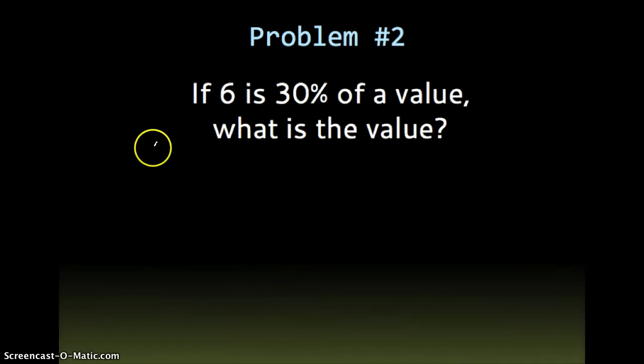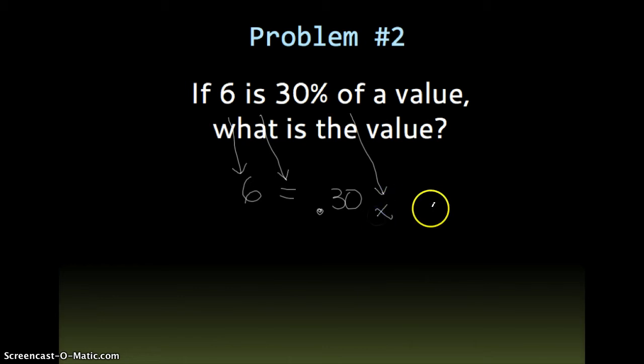If 6 is 30% of a value, what is the value? So again, we're going to set it up like a math equation, right? So if 6 is, right, we're just rewriting these words. So 6 is 30%, and we're going to write that as a decimal, so 30 hundredths, of, means to multiply, of a value. So 6 is 30% of a value. What is the value? So they want to know that blank.